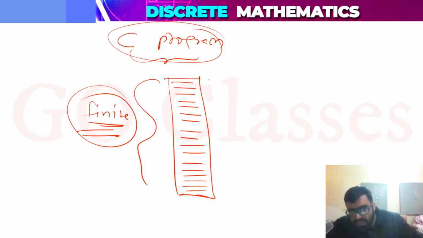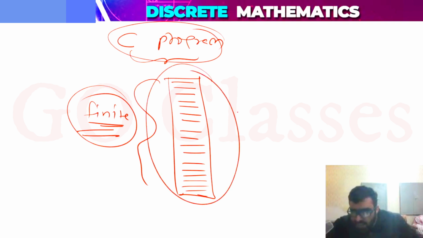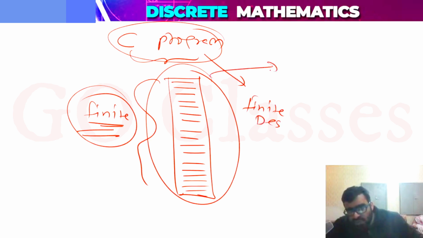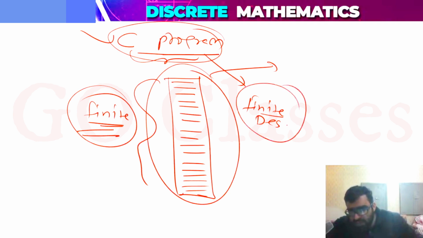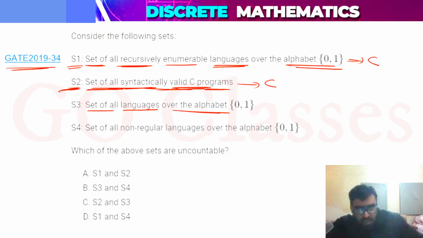So this is also a finite description. This C program is a finite description. Whether it is syntactically valid or invalid does not matter. Every C program itself is a finite description because you can convert it into a binary encoding. And hence you can say the set of all C programs, whether syntactically valid or invalid, is also countable because every C program is basically a finite description. You can convert it into binary encoding. So this S2 is also countable.